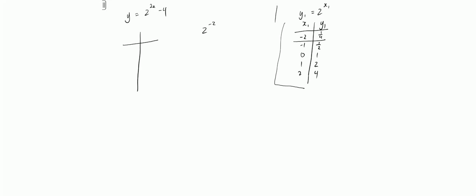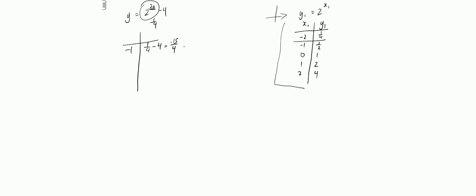Well, as you can see from the parent function, 2 to the power of negative 2 is equal to 1 over 4, and we could use that here. If we set 2x is equal to negative 2, then 2 to the power of 2x is equal to 2 to the power of negative 2, which we know is 1 over 4. So when x is equal to negative 1, 2 to the power of 2x is equal to 2 to the power of negative 2, which is equal to 1 over 4, and thus the y value is 1 over 4 minus 4.